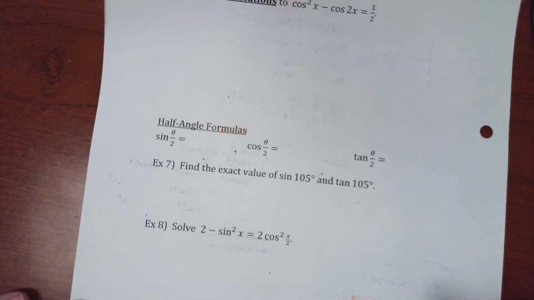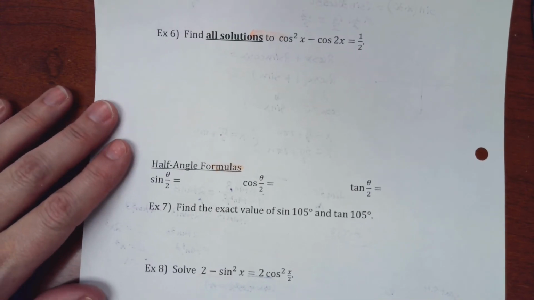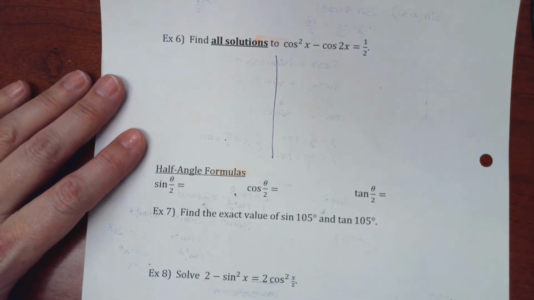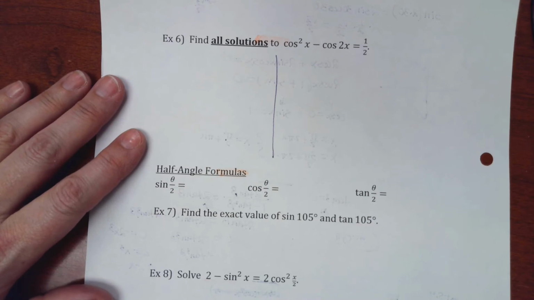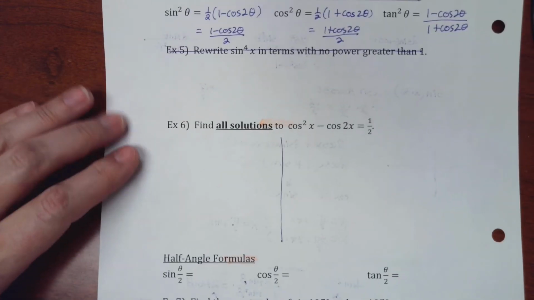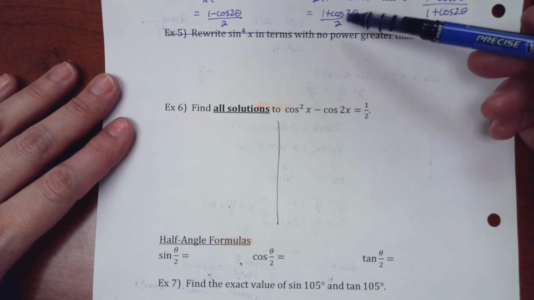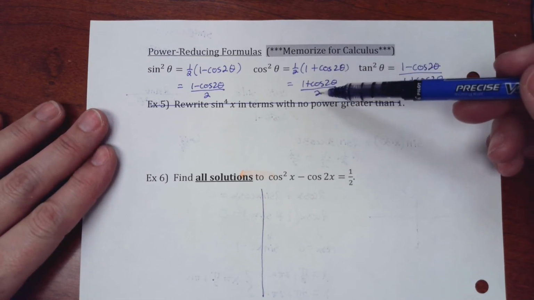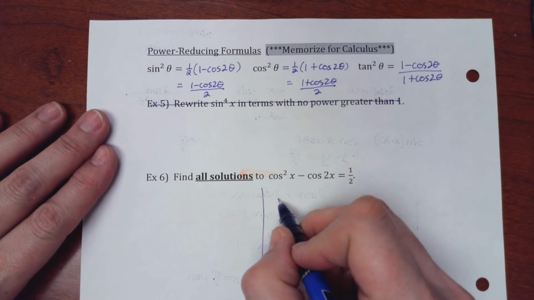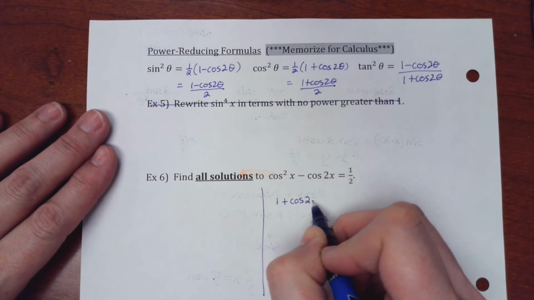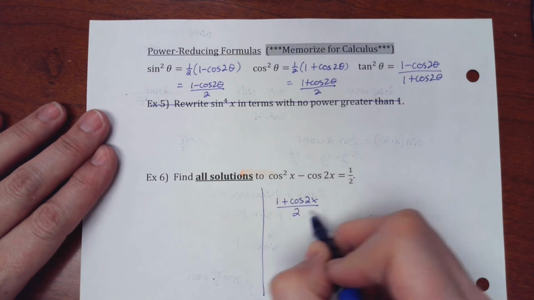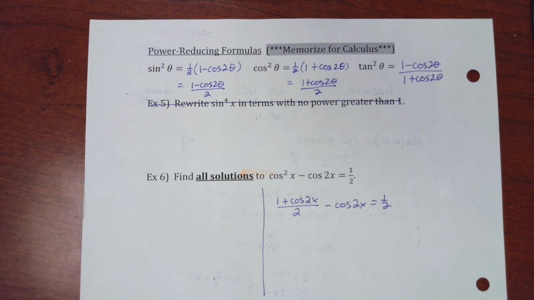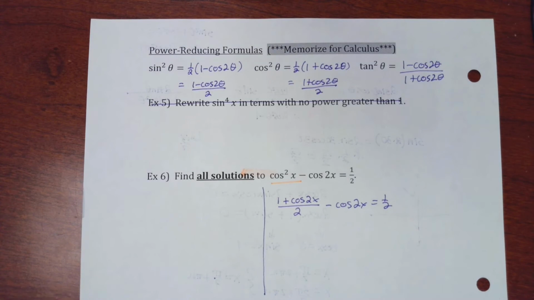Okay, example 6 here. You can actually do this 2 different ways, so I'm going to do it both ways. We are solving an equation here, so let's do it. First of all, I could do it with this. Cosine squared, we just learned a formula for that right here. So cosine squared is replaceable with that. So 1 plus cosine 2x, or x is here, not thetas, over 2 minus cosine 2x equals 1/2. So this is my equation. All I did was replace that.